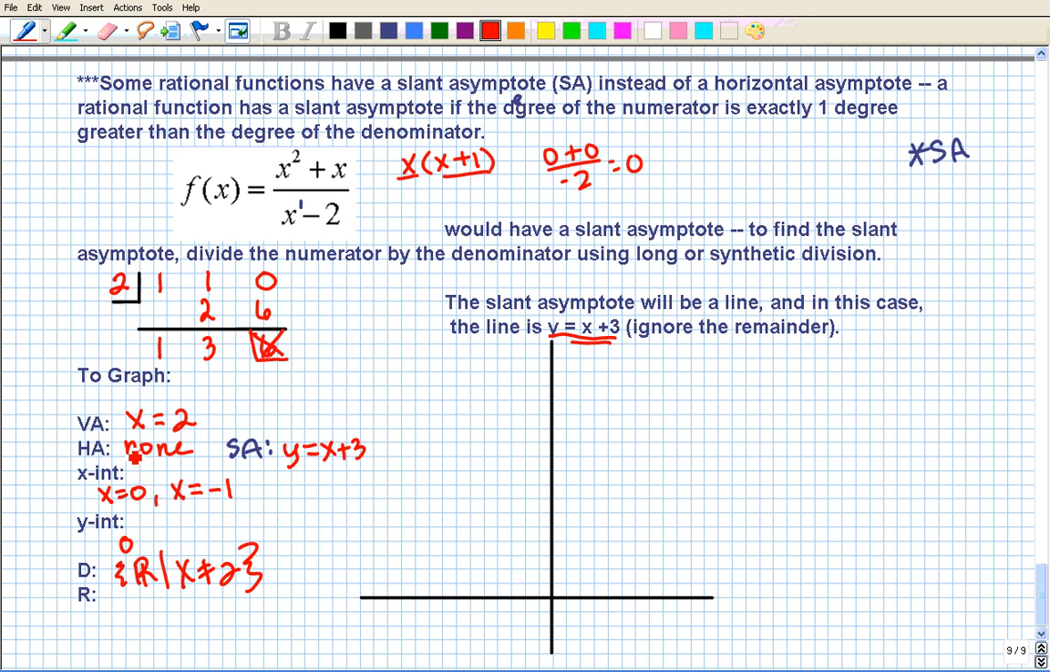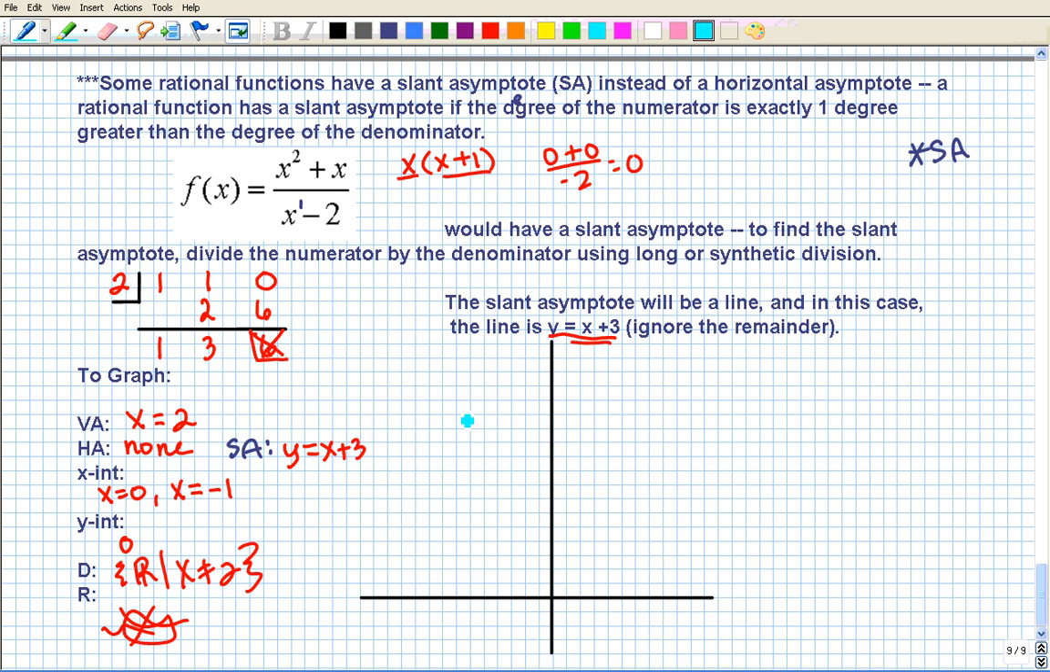And the range will match the horizontal asymptote, but because we do not have a horizontal asymptote, you can feel happy because you don't need to worry about it. We're just not going to worry about that for now, because it would be a little bit technical in that you'd have to find the local maximum and minimum for it. So if there is a slant asymptote instead of a horizontal, don't worry about the range.